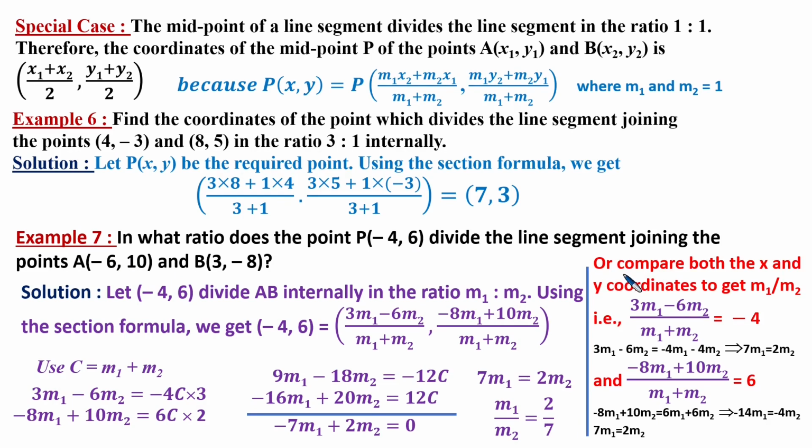Or the simplest way is to just compare both x and y coordinates to get m1, m2. So here you see I have just compared this: 3m1 minus 6m2 is equal to minus 4, and then I just rearrange it, I get the same. Similarly, you compare this with 6, you will again get m1 by m2 is 7 by 2.